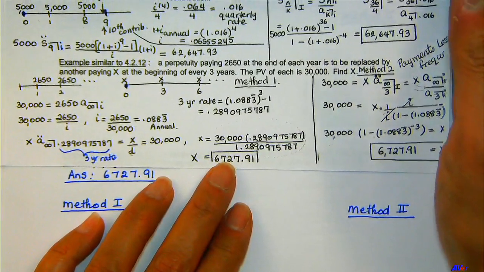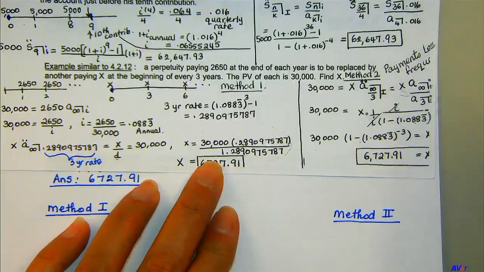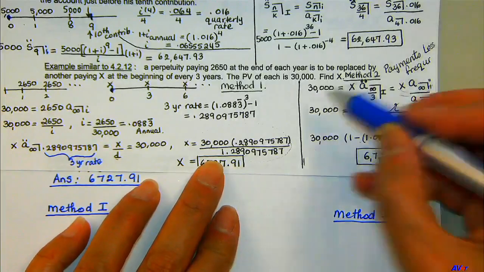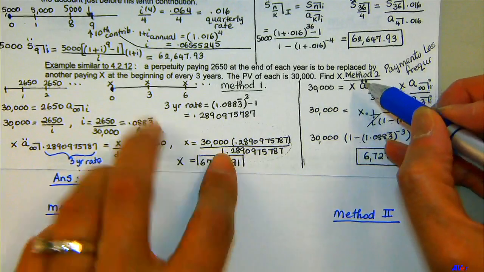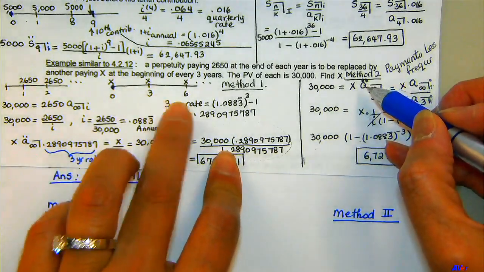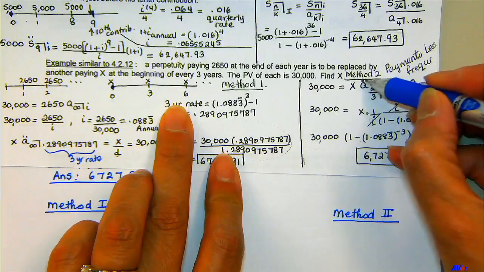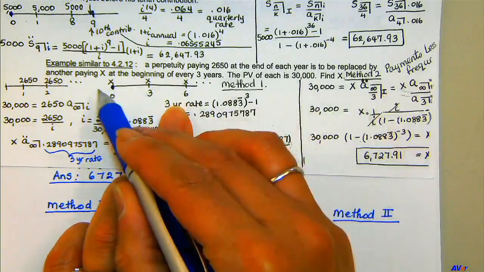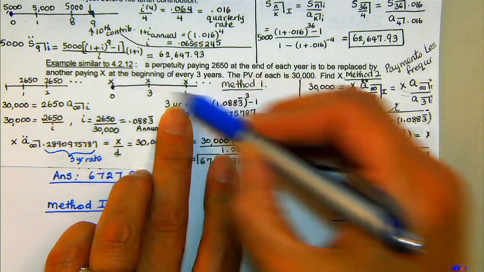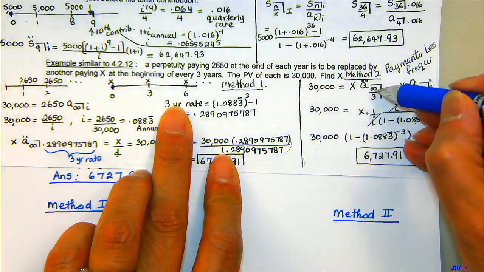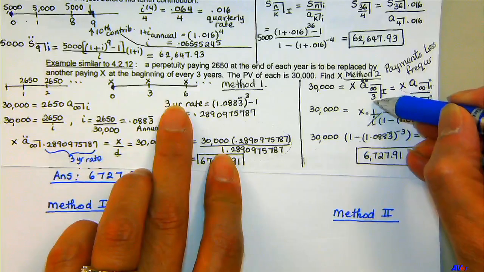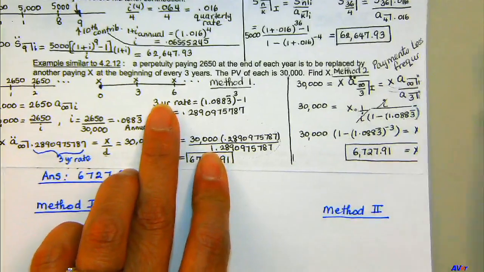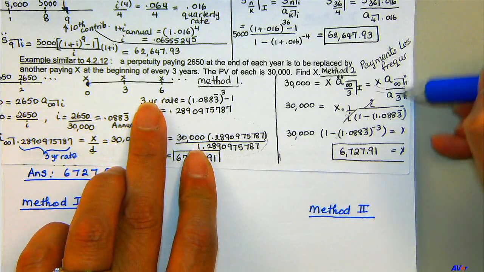Method 2 says 30,000 equals X. I'm dealing with A double dot, because the payments are occurring at the front. The payments go on forever, so I have infinity for N and every 3 years for K. So let's look here for a moment.